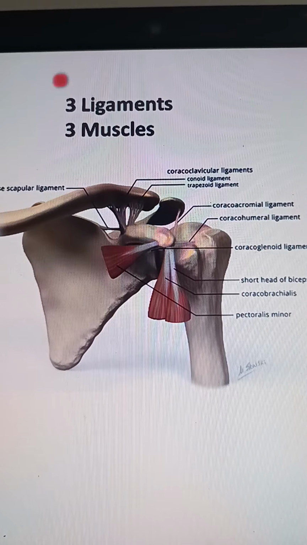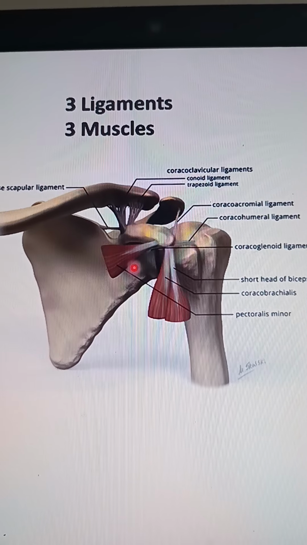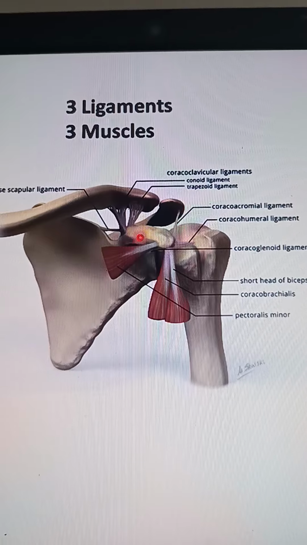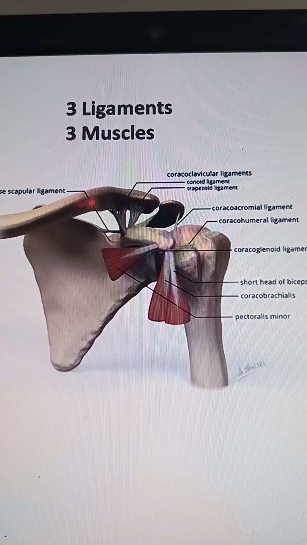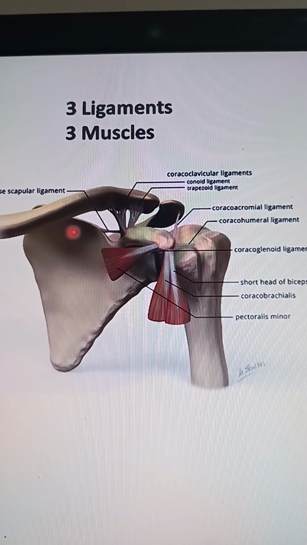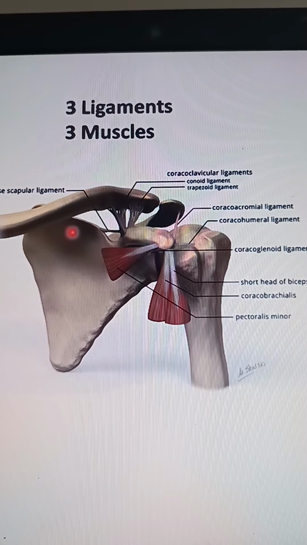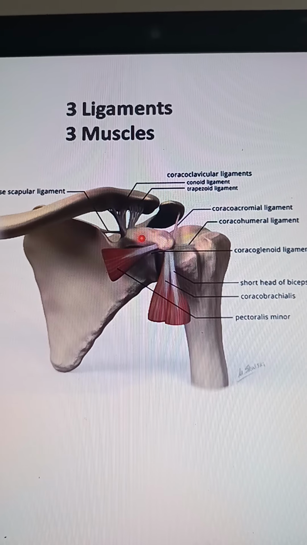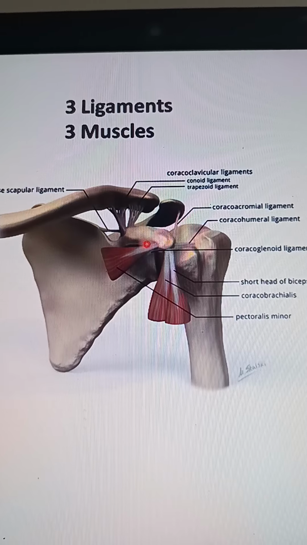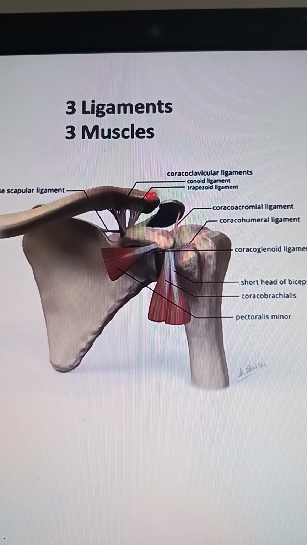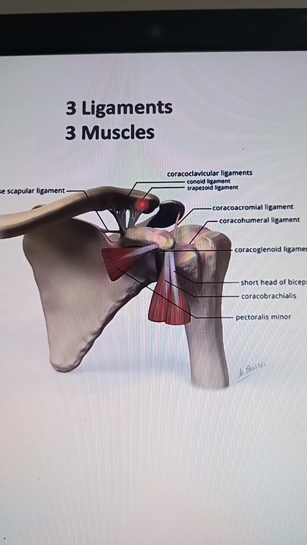For this, there are 3 ligaments and 3 muscles attached to the coracoid process. To learn the ligaments, just understand the bony regions or the bony landmarks around the coracoid process. So here you have the coracoid process. Look at the bony landmarks. Above you have the clavicle. So the ligament is the coracoclavicular ligament.